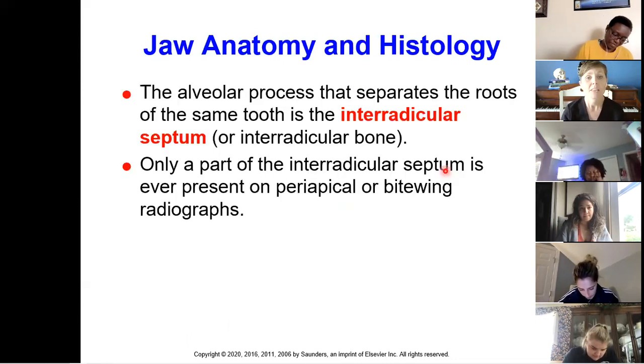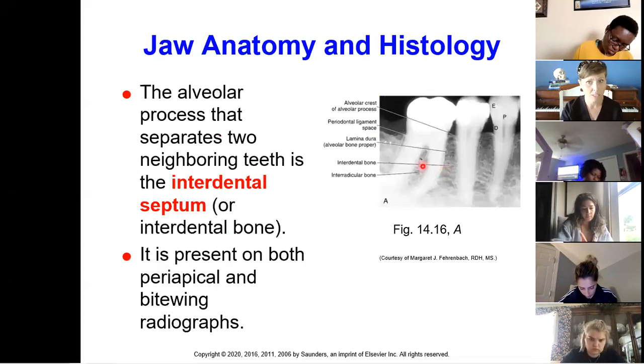The alveolar process that separates the roots is the interradicular septum or the interradicular bone. Only a part of the interradicular septum is ever present on the periapical or the bite wing. So like I was saying, you can only see the part that's in between the two roots. You can't see what's on the front. Like you can't see the front portion. Does everybody understand what I'm saying? Okay.